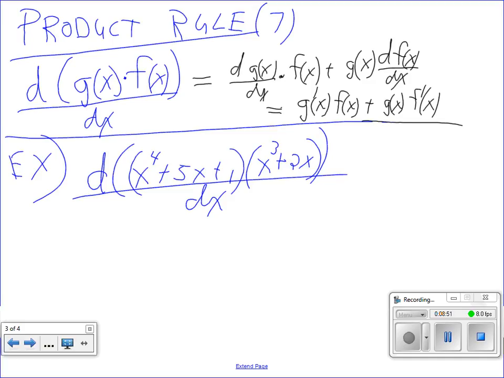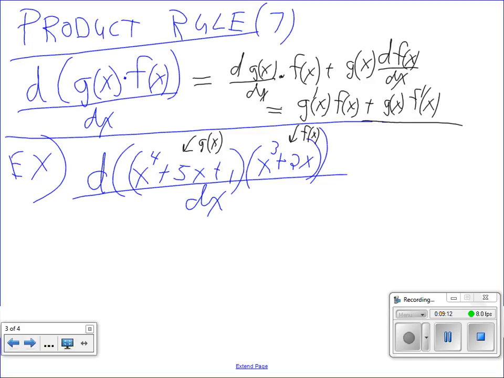Okay, let's work an example. Here we're going to take the derivative of the product of 2 functions. Well, this one is the first function, g of x, and here's the second function, f of x. You can see how we quickly start putting these rules together.